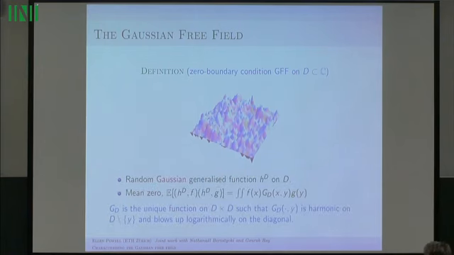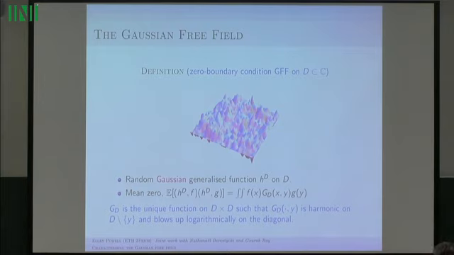And one comment which is going to be important later again is that the Green's function itself is actually characterized by some properties. So if you fix one of the variables in the Green's function, say I fix the second variable to be equal to y, then as a function of the first variable it's actually a harmonic function in the domain minus the point y. And in fact this property, together with the fact that it blows up logarithmically on the diagonal, is enough to characterize the Green's function.